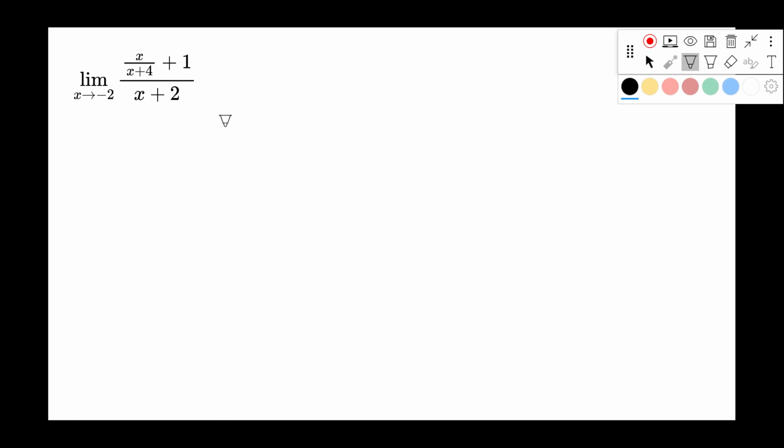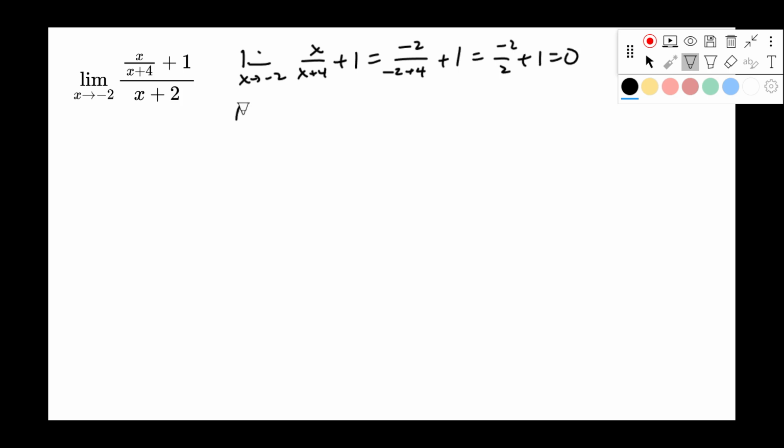Let's try to find the limit as x goes to -2 of x over x plus 4 plus 1 over x plus 2. All right, so let's take the top here, and we'll try to find the limit as x goes to -2 of that. So that's -2 over -2 plus 4, plus 1. So that's -2 over 2 plus 1. That's 0.